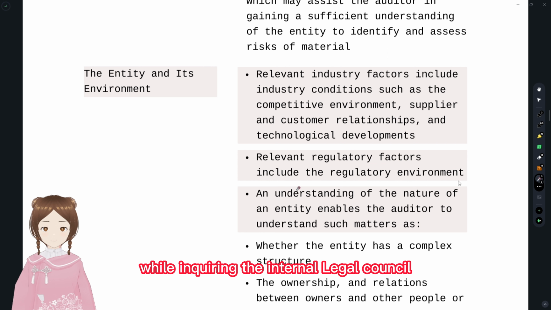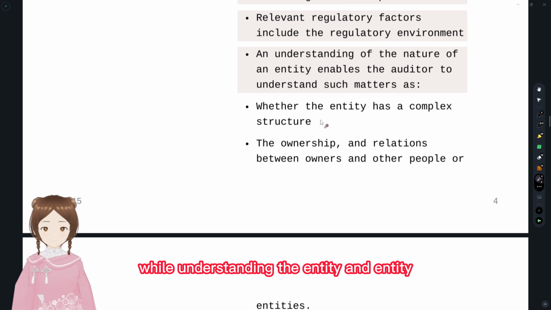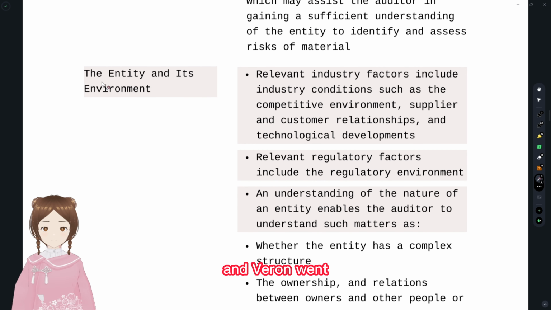While inquiring of the internal legal counsel, we asked about legal regulations and compliance with laws, right? So the regulatory environment also has to be checked. An understanding of the nature of the entity enables the auditor to understand such matters as whether the entity has, while understanding the entity and its environment: the competitive environment, supplier and customer relationships, technological developments, and the regulatory environment. These are the things you have to obtain an understanding of.